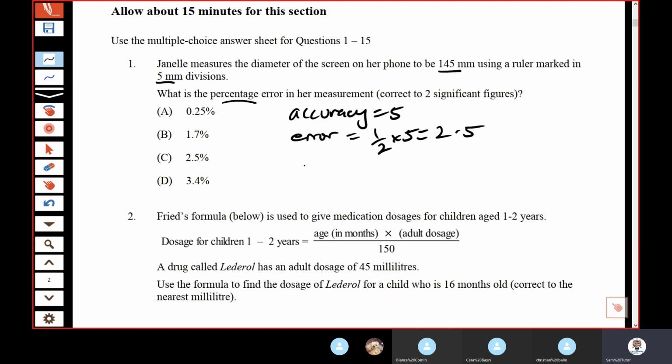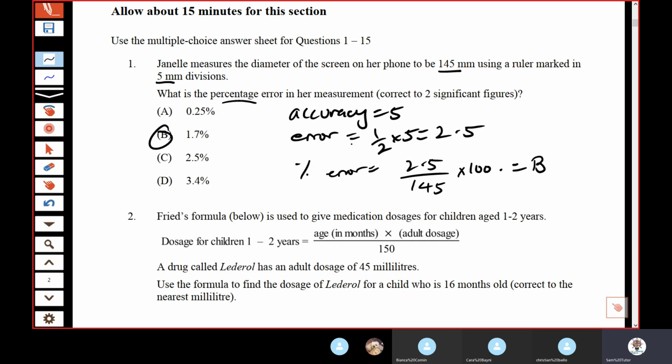And then, of course, what's the percentage error? So percentage error equals 2.5 over the original measurement, whatever you've measured, 145, times 100. So what's the answer to that? B? B. Thank you.